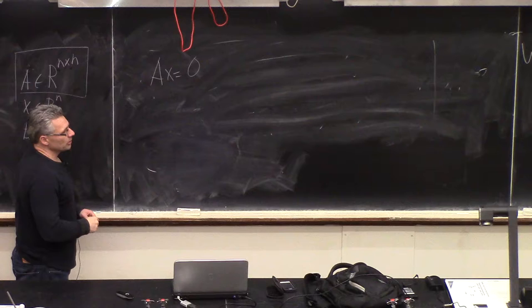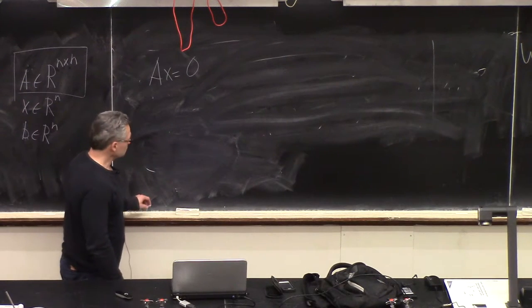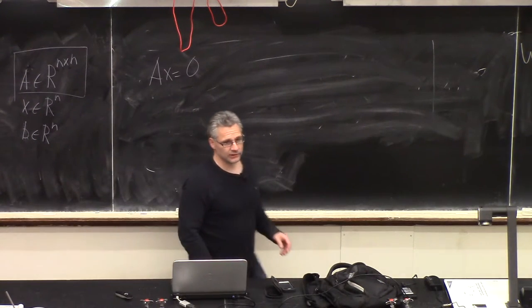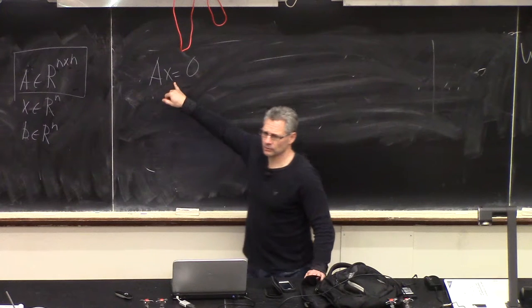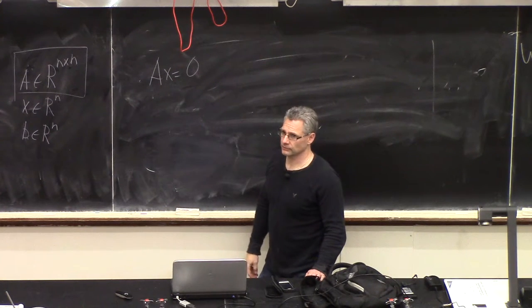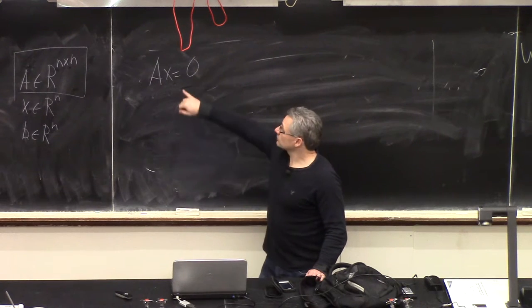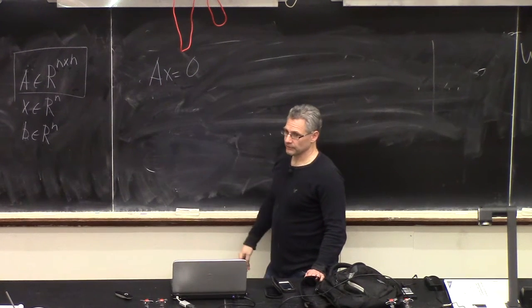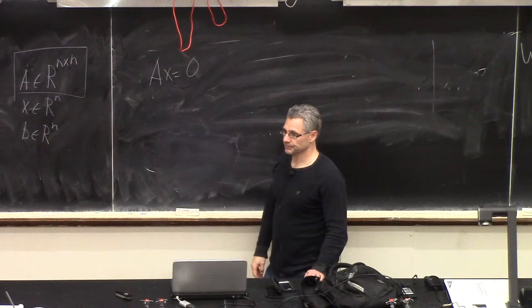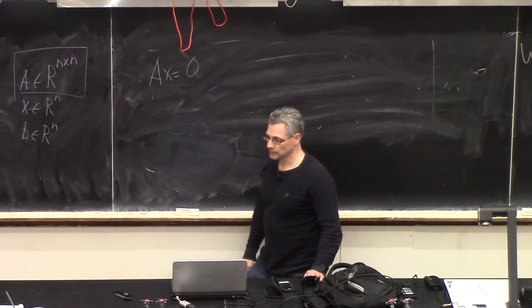All right, so that's called a homogeneous linear system. And one solution to this set of equations is obvious, right? x equals zero solves that equation for sure, x being the zero vector, okay? Now, whether there's additional solutions beyond x equals 0 depends on the properties of the matrix A, which we'll talk about. All right?